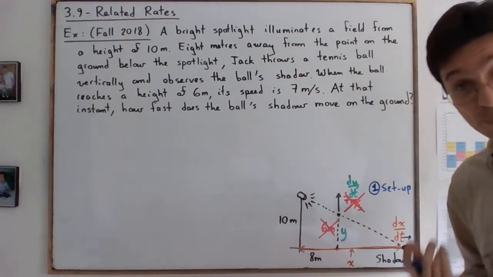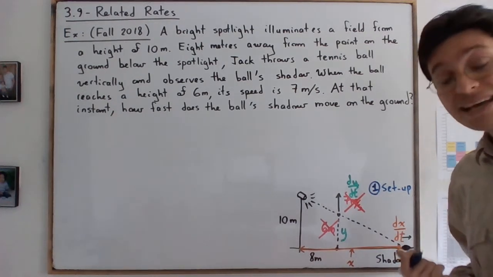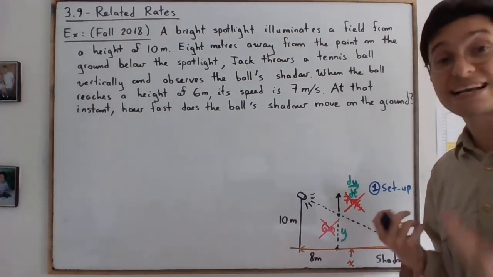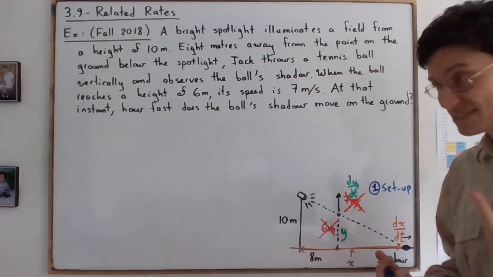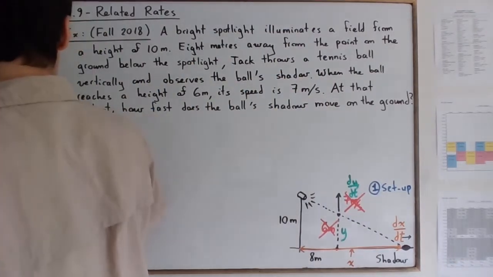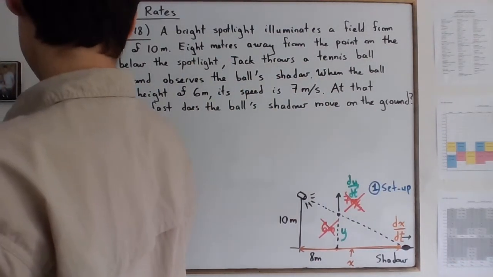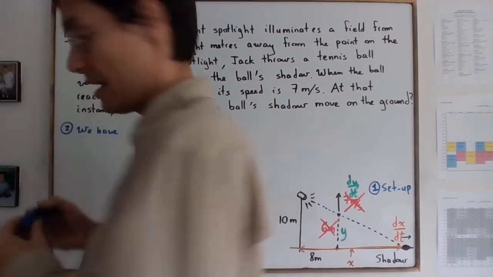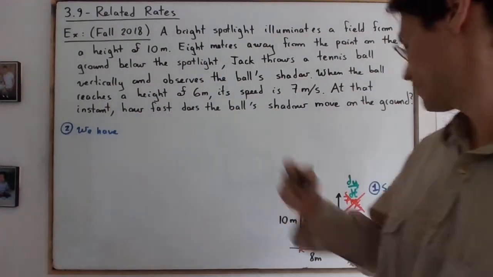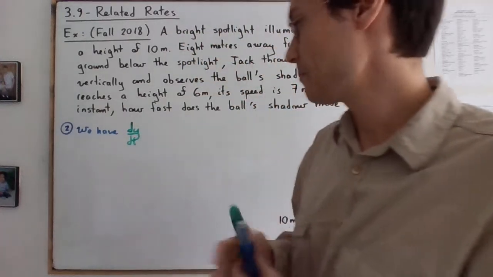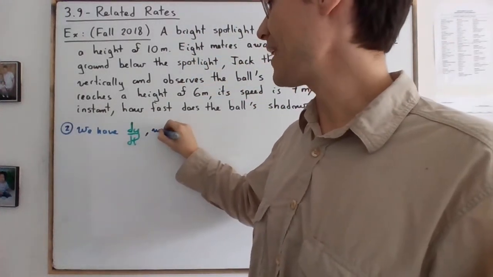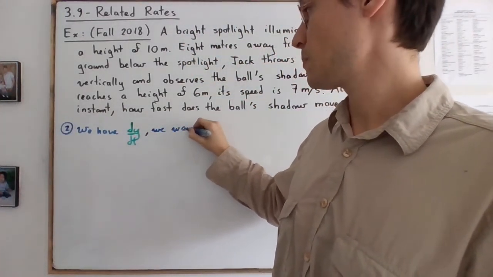Okay? Step number 2, once that is done, is to find a relationship between x and y. Because we have the rate of y, we want to find the rate of x. Let's write it down. So we have dy over dt, right? dy over dt. Okay? We want to find dx over dt.